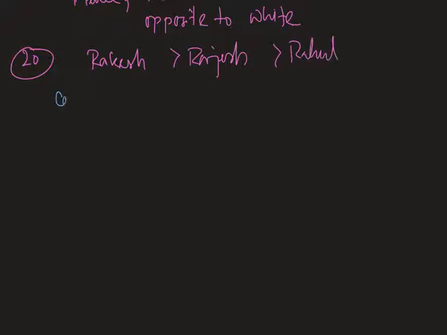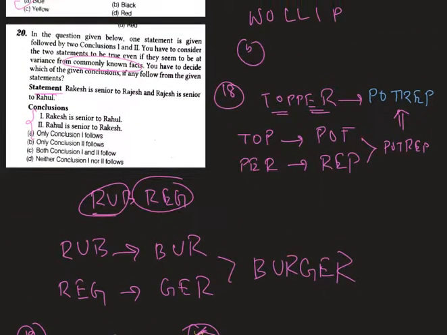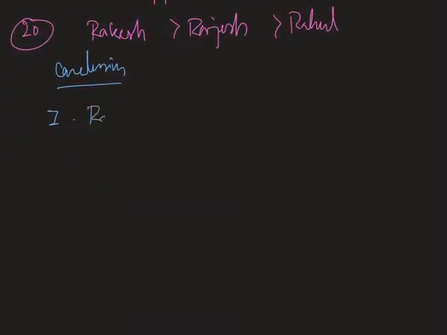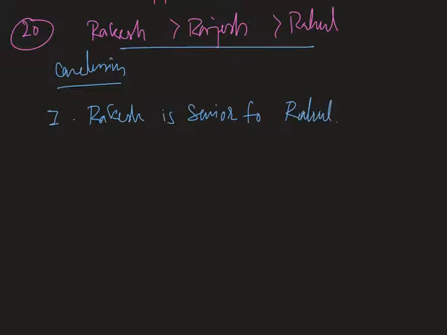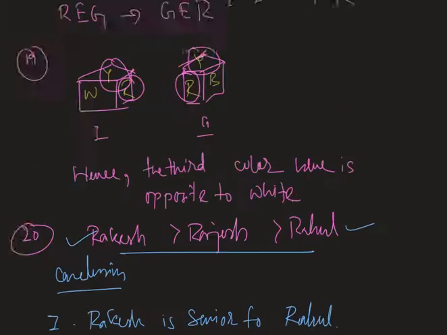Now let's see the first conclusion. Conclusion 1 says that Rakesh is senior to Rahul. Now, as we can see from this hierarchy, Rakesh is senior to Rahul is a correct conclusion. So this is true. Now let's see the next one.